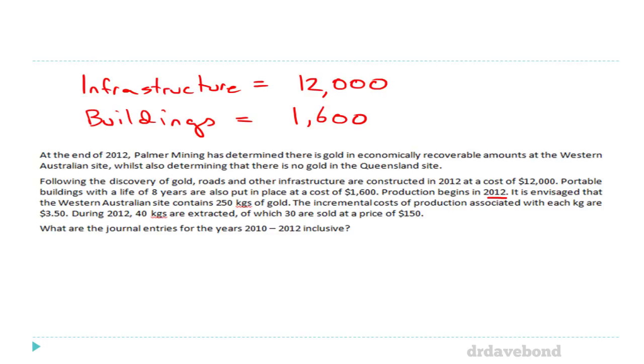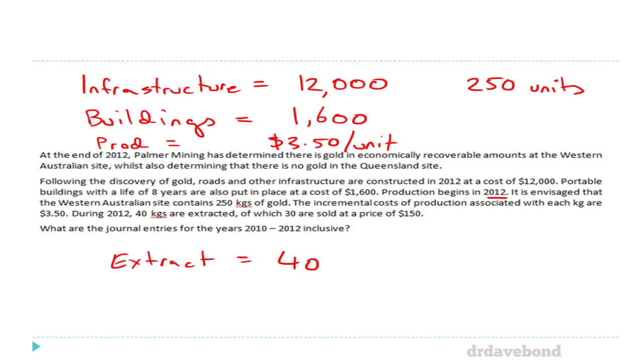It is envisaged that the Western Australian site contains 250, I'll just call them units. Incremental costs of production are $3.50 per unit. During 2012, this is extraction, you extract 40 and you sell 30 at 150 a unit.